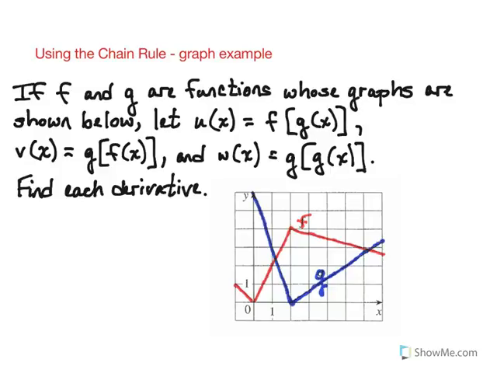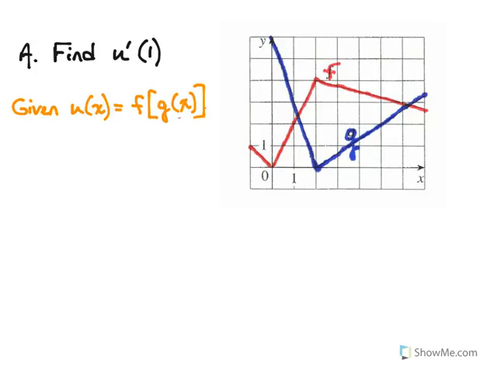And in the next three problems, we're going to be asked to find those derivatives evaluated, I believe, at the x value of 1. So the first one we are asked to find is the derivative of u at 1. And I have the graph there replicated for you. Remember that it was given to us earlier that the u function was the composite function f composed g, f of g of x.